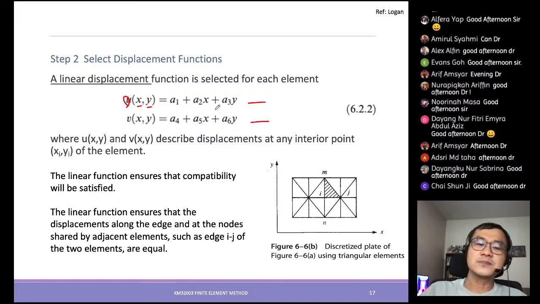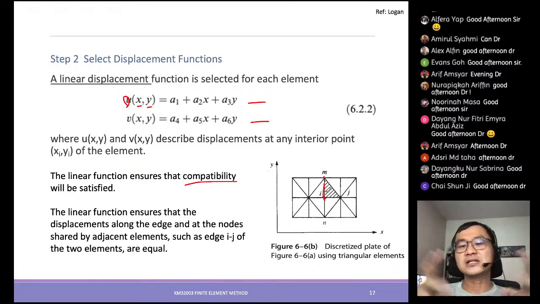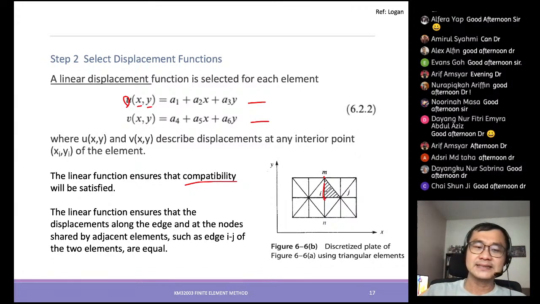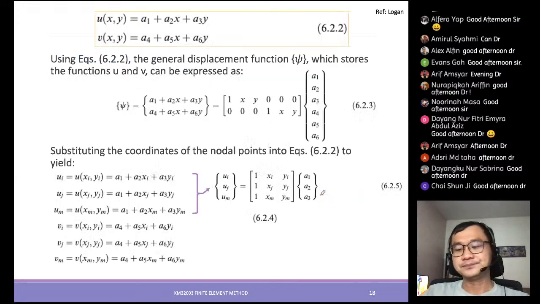First thing, these displacement functions must ensure compatibility. The nodes and edges must be shared between the elements, so that whenever one element changes, it will be reflected on the other side as well, and the other side would affect the next side. Eventually you have common nodes and edges that will move together, depending on the effect of all the elements adjacent to them, next to them.